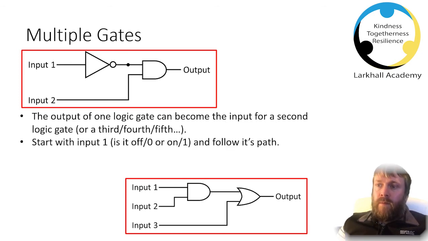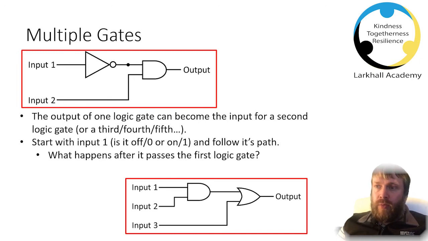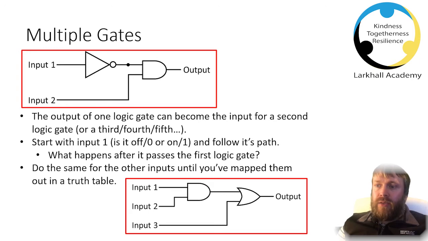Start with input 1. Is it on? Is it off? Follow its path. How's that going to affect the output for that gate? What happens as it passes through the first logic gate? Is the output going to be on or off? And do the same for the other inputs until you've mapped them all out, basically.